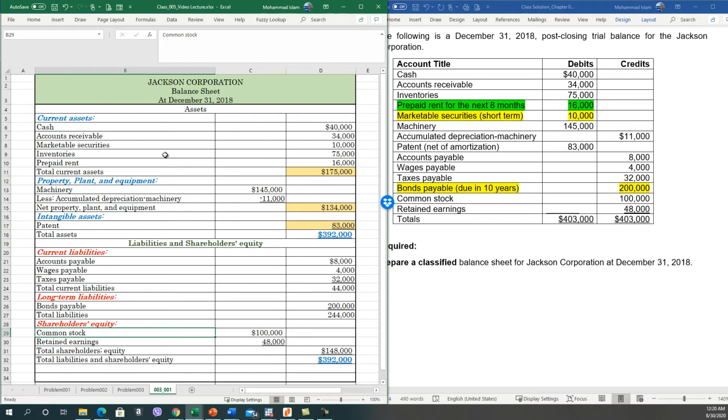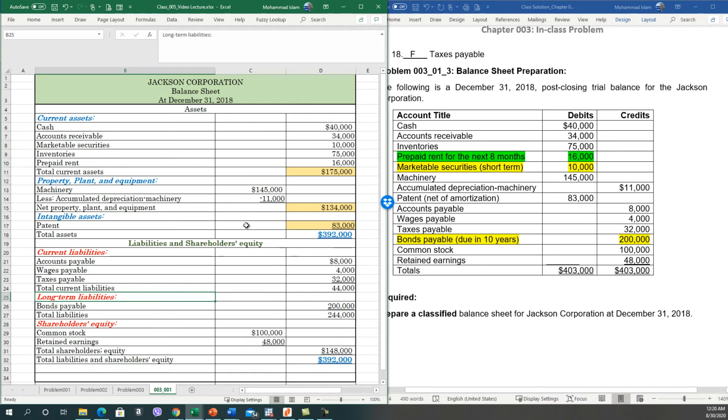You can see the current assets, property, plant and equipment, intangible assets. Total assets we have 392,000, and then we have liabilities and shareholders equity. So we have current liabilities, then long-term liabilities, the shareholders equity, and the total is 392,000, total liabilities and shareholders equity. So this is how we prepare the classified balance sheet based on these problems. Thank you so much.